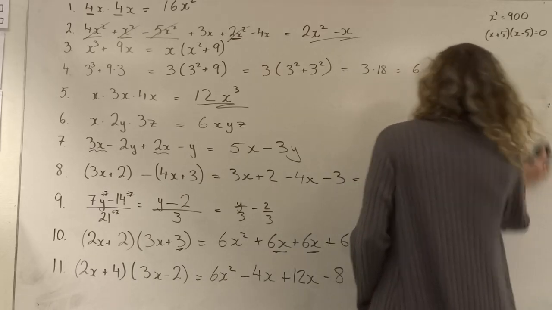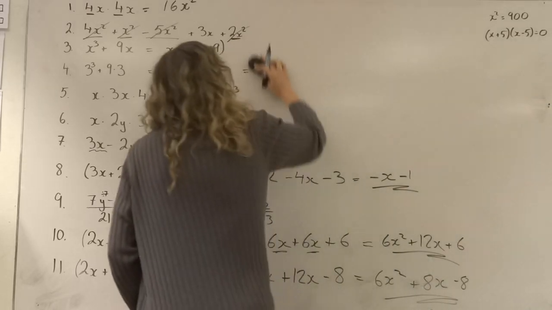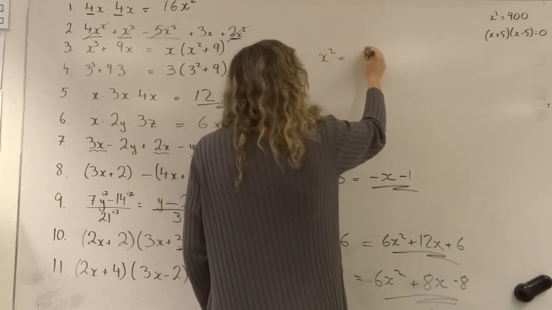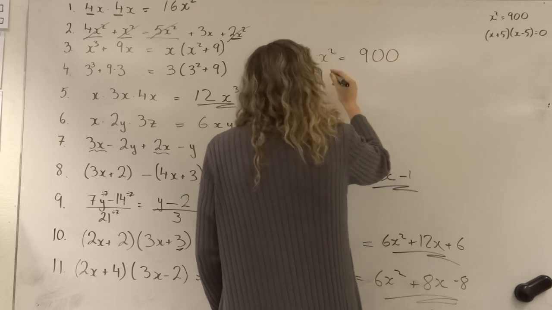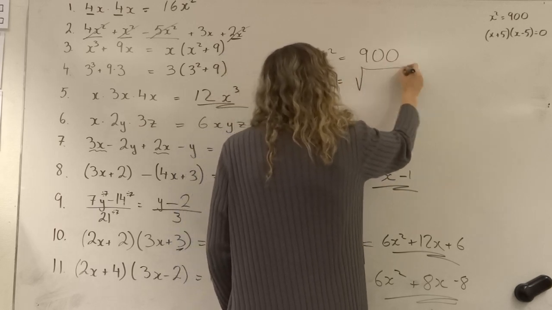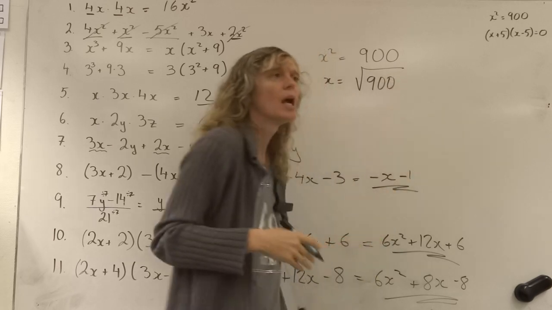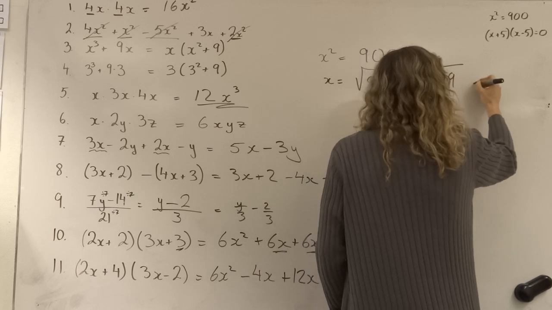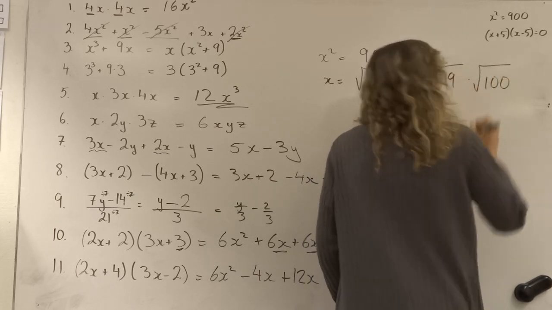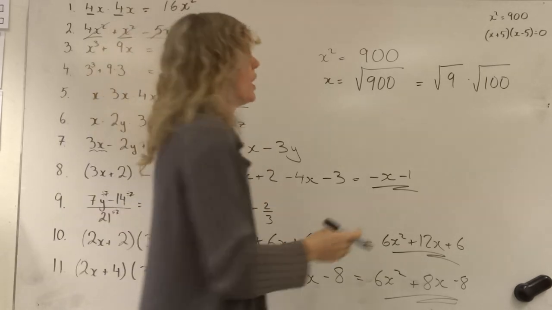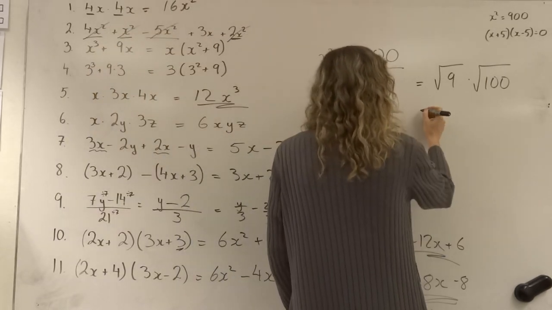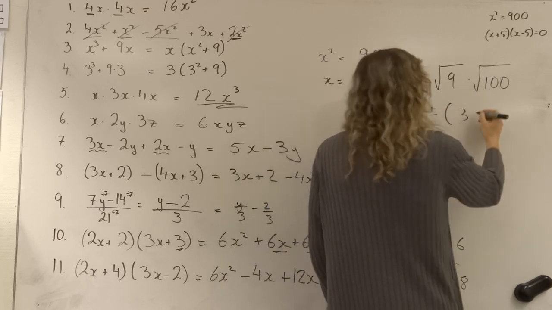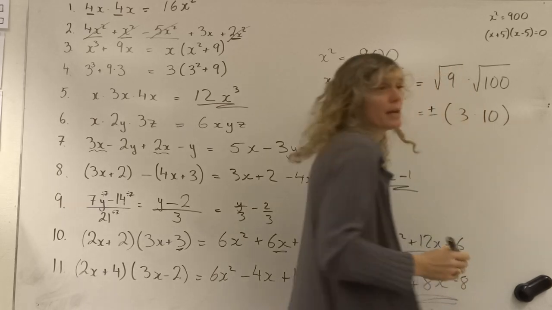Then there was another couple. Make a bit of space here. We have x squared equals 900. So we know that x must equal the square root of 900. But we know that the square root of 900 can be written as the square root of 9 times the square root of 100, using our surd theory. We know that the square root of 9 is plus or minus 3. And we know that the square root of 100 is plus or minus 10.